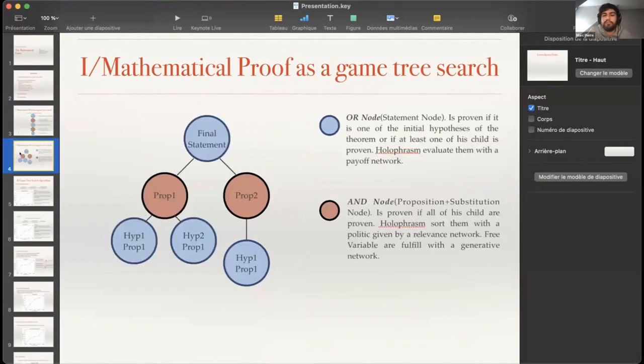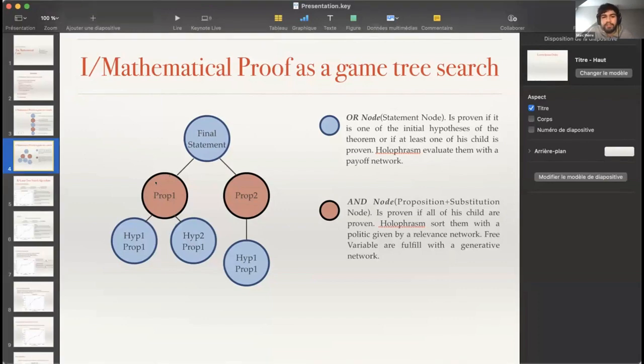We now see how Holophrasm builds and searches for a mathematical proof. For that, it uses two types of node, OR node and AND node. So OR nodes are the statement nodes, the mathematical statement nodes. They are called OR nodes because we consider an OR node proven if at least one of its children is proven, or when it is one of the initial hypotheses. OR nodes are provided with a value given by the payoff network of Holophrasm. This value represents the solvability of the node.